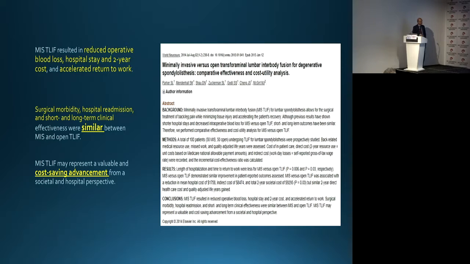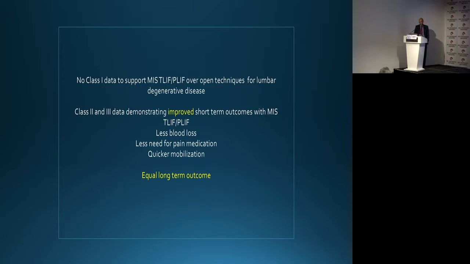Surgical morbidity, hospital readmission, and short and long-term clinical effectiveness were similar with both these procedures, although it was said that it may represent a valuable and cost-saving advancement. So there is no class 1 data to support MIS TLIF, PLIF over open technique for lumbar degenerative disease. There is class 2 and 3 data demonstrating improved short-term outcomes with MIS: less blood loss, less need for pain medication, quicker mobilization, reduced infection, and equal long-term results at the moment.